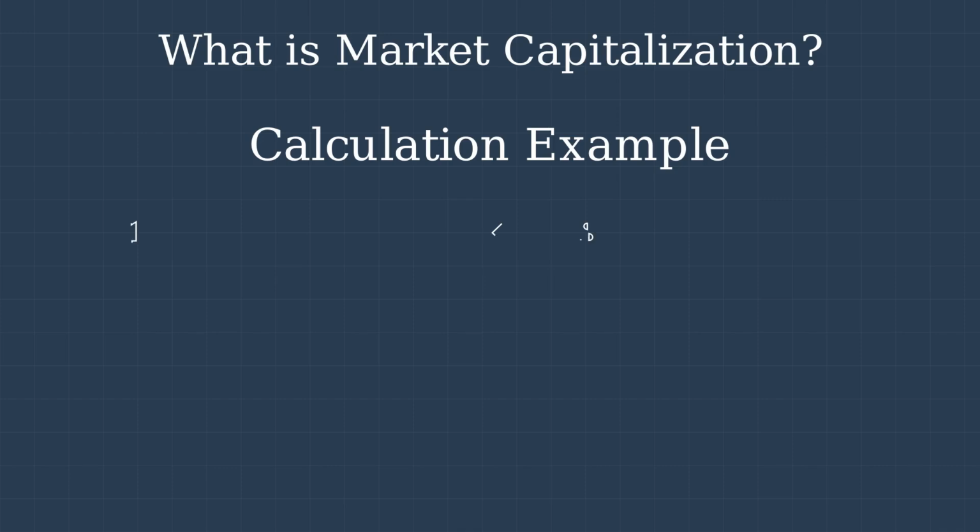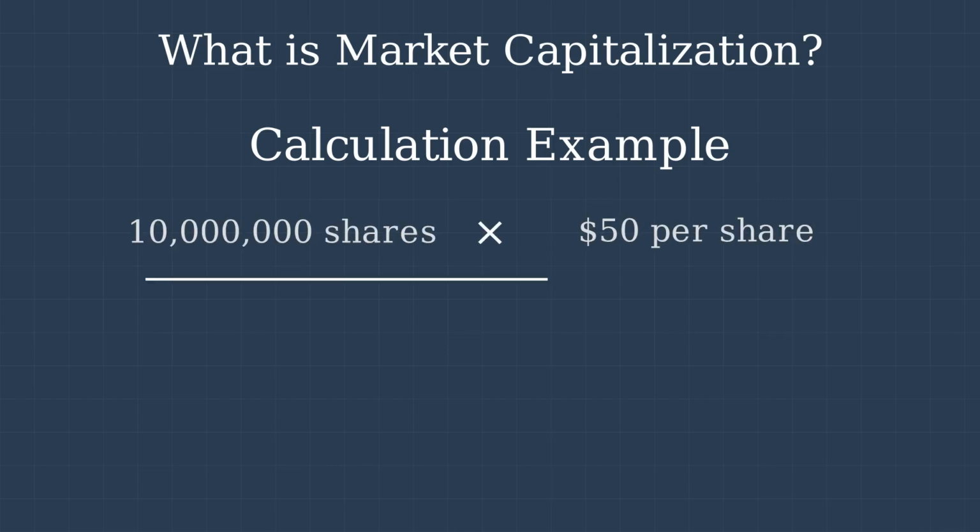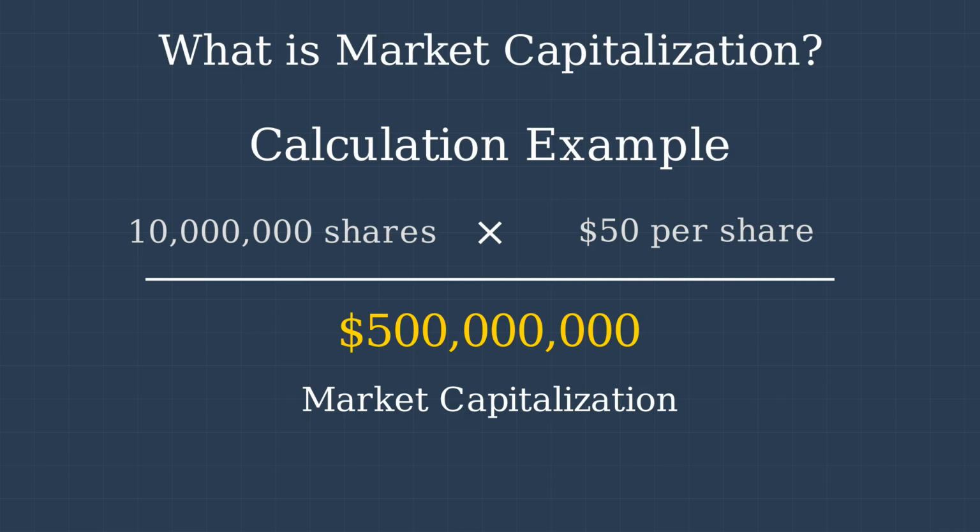Let's see an example. If a company has 10 million outstanding shares and each share is trading at $50, we multiply these values together. This gives us a market capitalization of $500 million. This represents the total market value of the company as determined by the stock market.